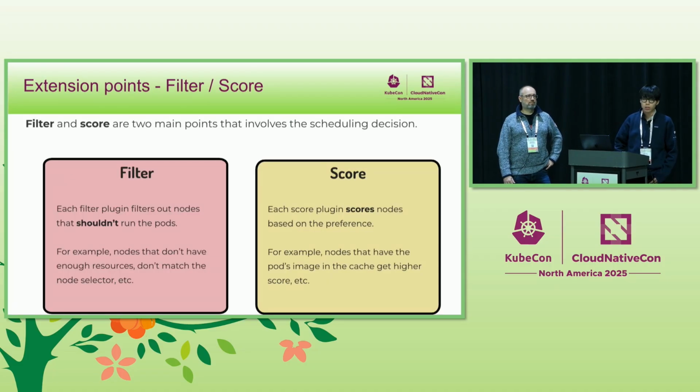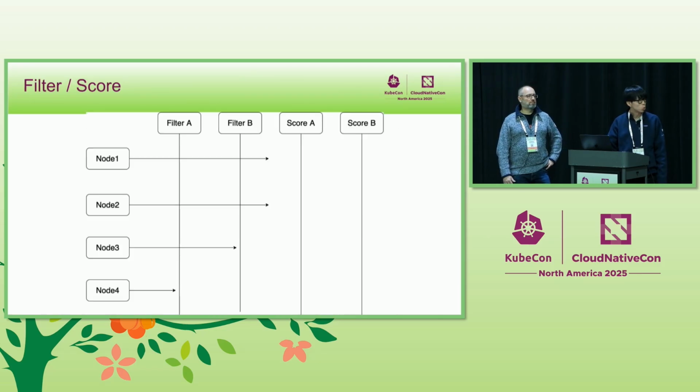And then we have a concept called extension point. As the name tells, it's the point that each plugin runs on. These are the major, popular extension points: filter and score. Each filter plugin filters out nodes that should not run the pod, and then score plugins score nodes based on some preference. So let's see how it goes.